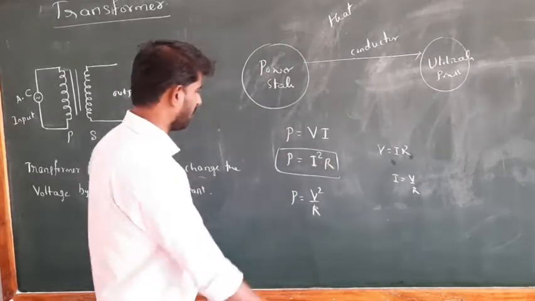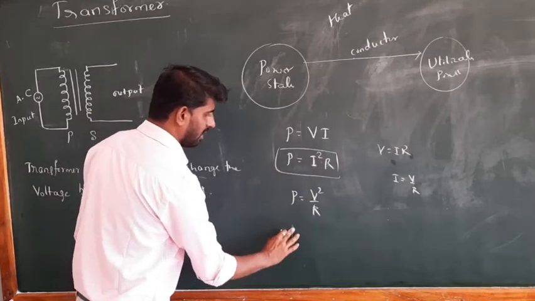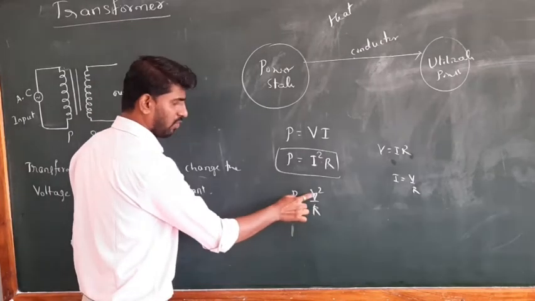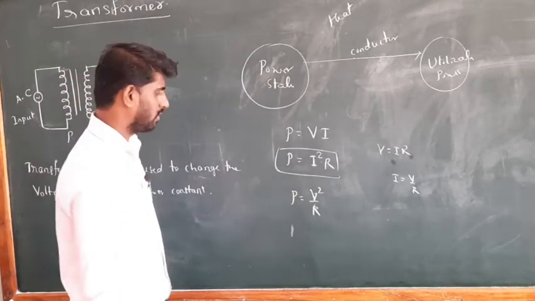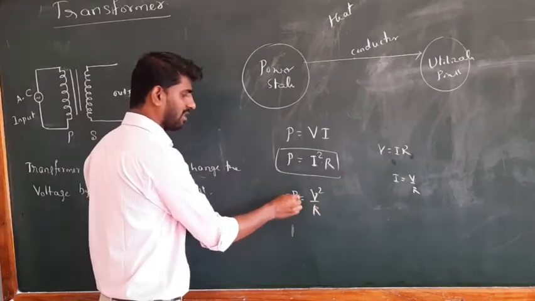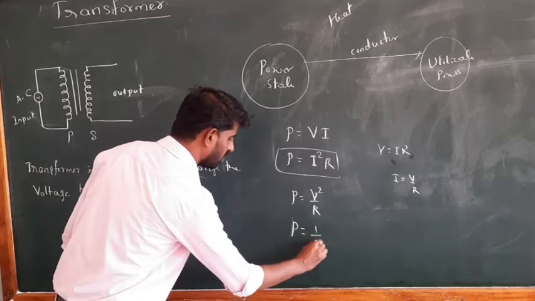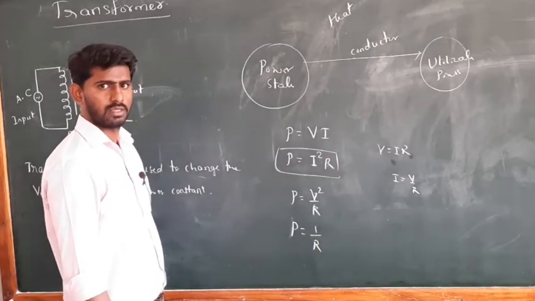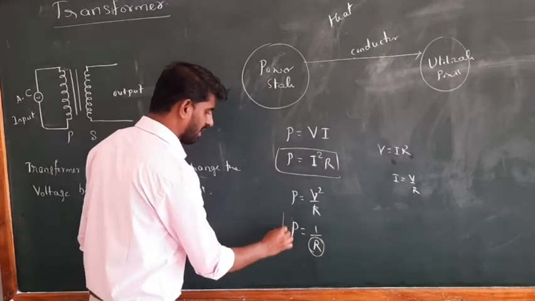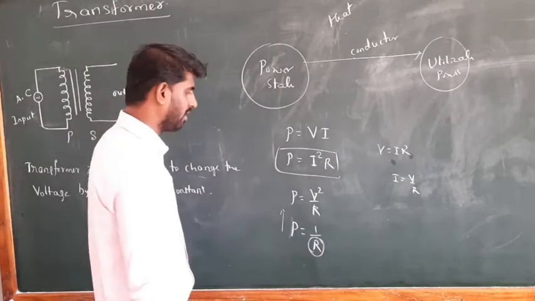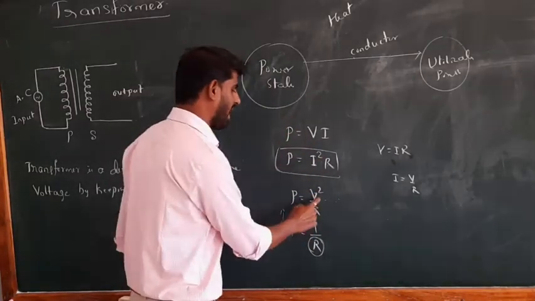So what to do? We can go through this formula. If you observe this one, if the voltage is more, the power is more. If the voltage is high, a lot of power passes. And see here, the power is inversely proportional to the resistance. Even though there is resistance in a conductor, we can conduct more power if we transfer it with high voltage.